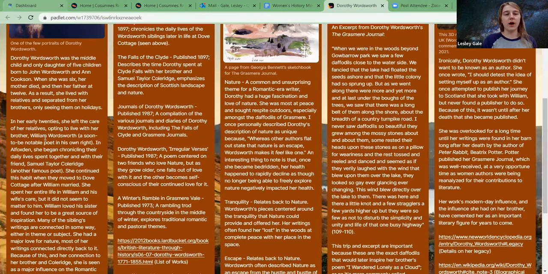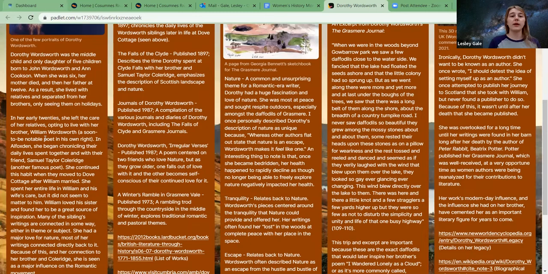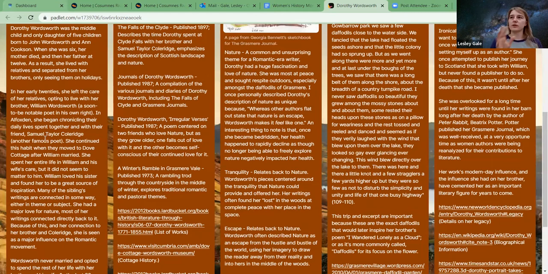Then the Journals of Dorothy Wordsworth are complete accounts of her life. It includes the Falls of Clyde and the Grasmere Journals, but I thought those were important enough to give their own little section. The Irregular Verses are a poem or set of poems about different children. This one specifically that I noted is a poem about two friends who are in love with nature and the concept of nature growing up.